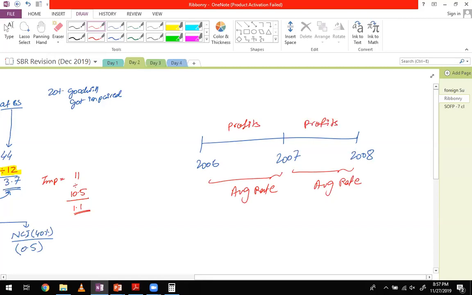of both the years. So the profit of 2007 should have been divided by the average rate of 2007. And the profits of 2008 should have been divided by the average rate of 2008. So if there are two average rates given, this means there should be two different profits on which they should be applied. But because in the question this was not available, that is why we used only a single average rate for the entire profits.